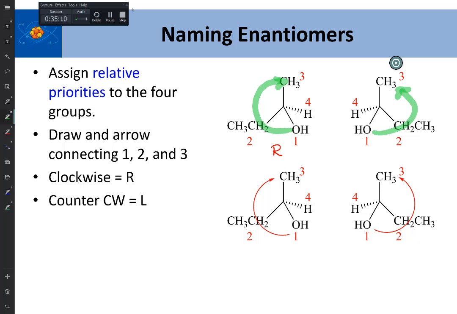So if it's going clockwise or you're turning the car right, it's R. If it's going counterclockwise and you're turning your car left, it's L. So R and L stands for right and left.